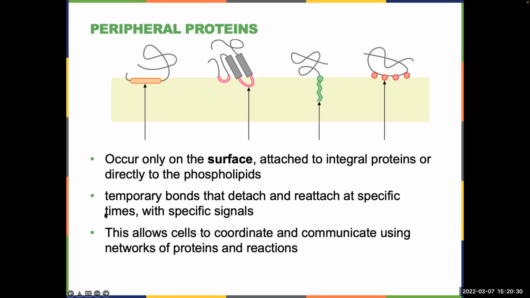Okay. They are considered temporary, which makes them easy for the cell to attach, detach, and reattach at specific times under specific conditions to carry out specific functions. So this gives the cell a lot of control to regulate itself. Okay, so this allows cells to coordinate and communicate with a network of proteins and reactions. We'll see some examples in future lectures.